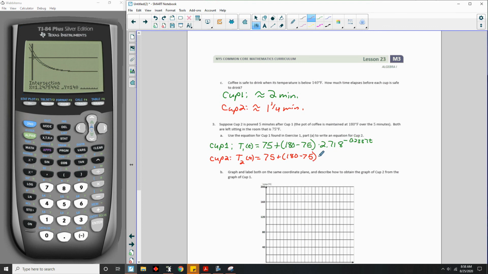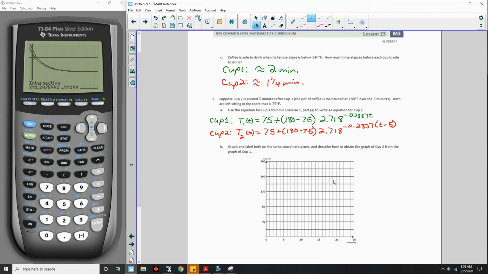That doesn't change. My 2.718 doesn't change. My rate of change, my 0.2337, my decay, doesn't change. The amount of change occurring. But what does change is my time. So it's going to be time minus 5 minutes. So it's just simply to the power of T minus 5.